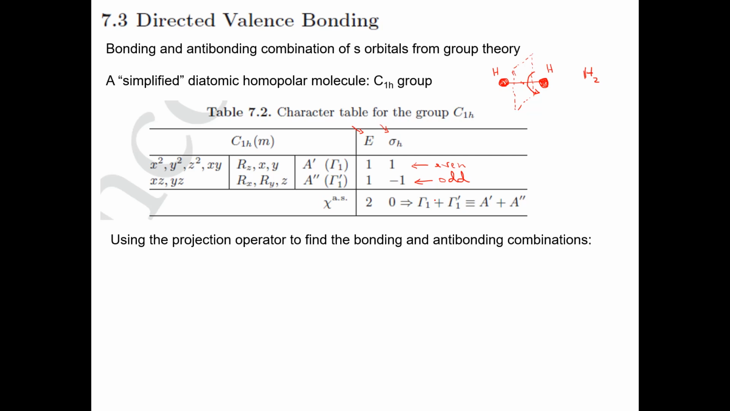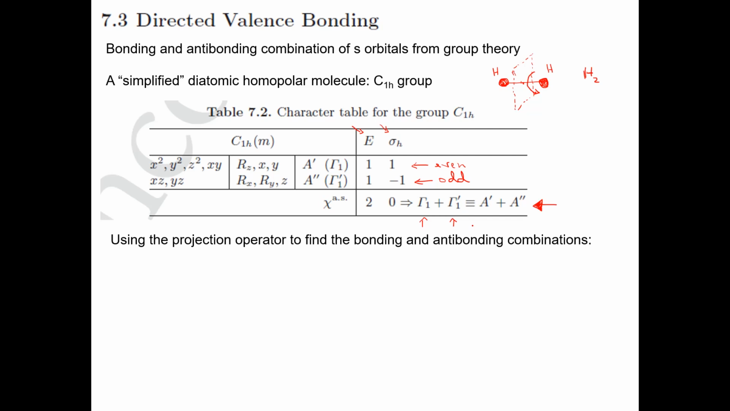Now let's see how we can use the projection operator that we introduced in chapter 4 to find the wave functions of the bonding and anti-bonding combinations that will transform like gamma 1 and gamma 1 prime. From this analysis, I already know that the two solutions of the Schrödinger equation for this problem, when I have two S states, one solution will transform like gamma 1, symmetric, and the other will have gamma 1 prime symmetry, anti-symmetric with respect to reflection.